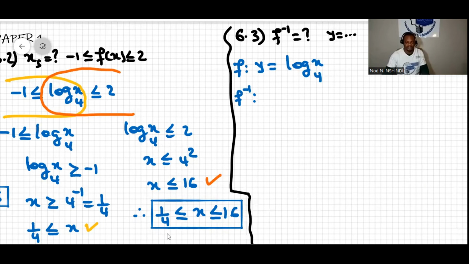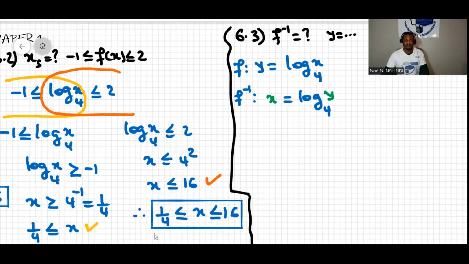So instead of y, we're going to say x, and then equal to log of y base 4. Log of y base 4.